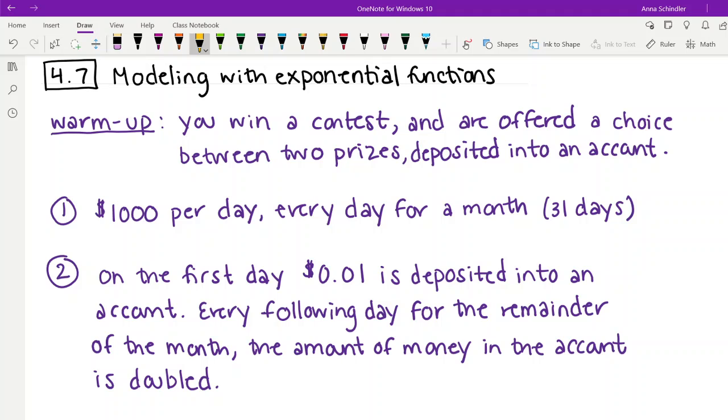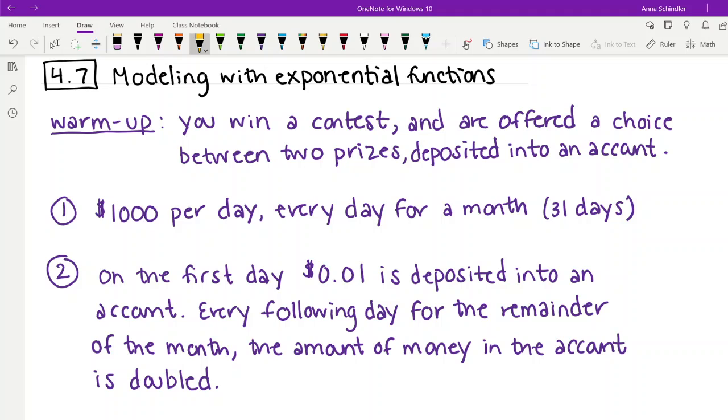In the second example, rather than having the same amount deposited each day, you're going to get 1 penny, so 1 cent, deposited into the account on the first day. And then each following day, the amount of money in the account will double. So on the first day, you'll have 1 cent. On the second day, you'll have 2 cents. On the third day, 4 cents. On the fourth day, 8 cents. So it will just keep doubling.